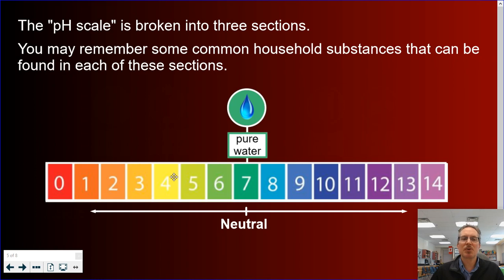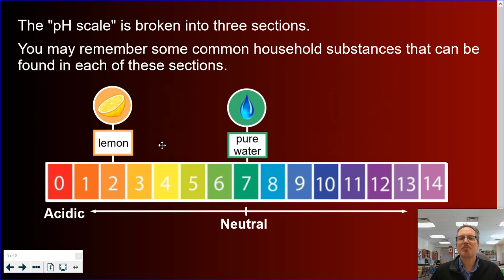As we go below 7, that is when we're talking about an acidic substance. Things that are acidic from your house might be a pH of 2, lemons, a pH of 4, tomatoes. And again, the lower our number gets on the pH scale, the more acidic it's going to be. So a pH of 0 is more acidic than a pH of 2. A pH of 2 is more acidic than a pH of 5.